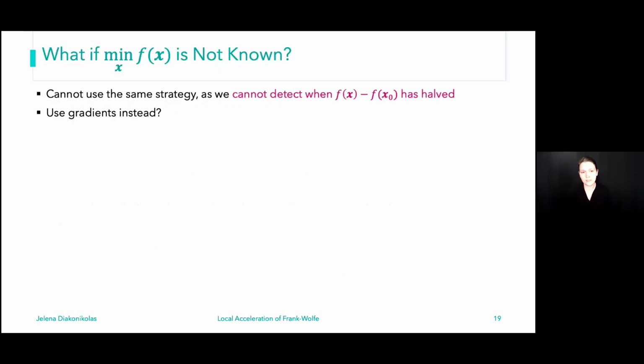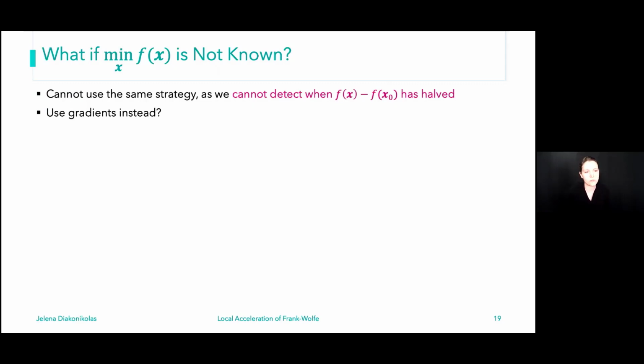But things get harder if you actually assume that you do not know the minimum. You cannot use this halving strategy because you don't know that, sorry, this should have been X star. You don't know that your optimality gap has halved, right? You cannot guarantee that you're making the right progress.